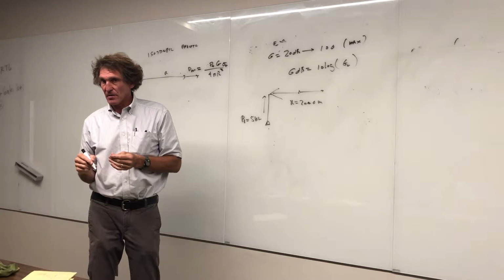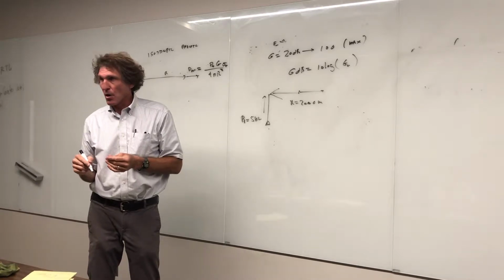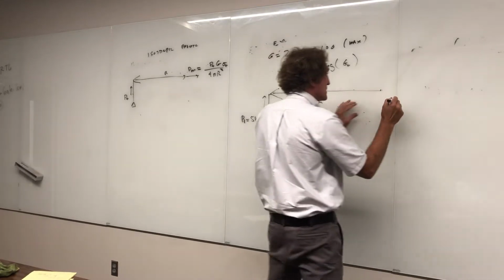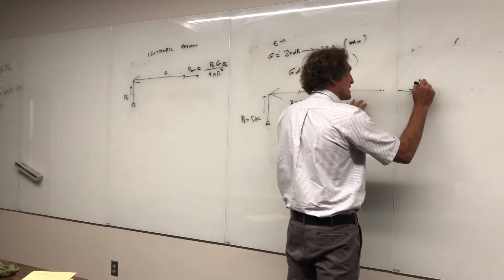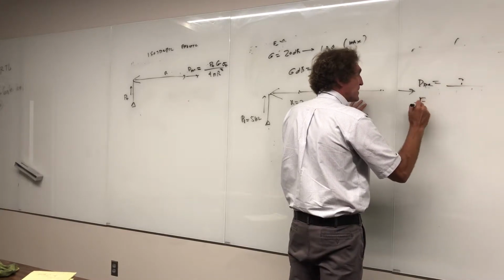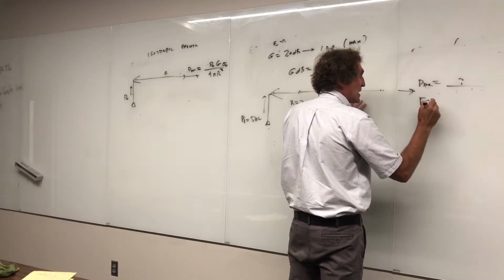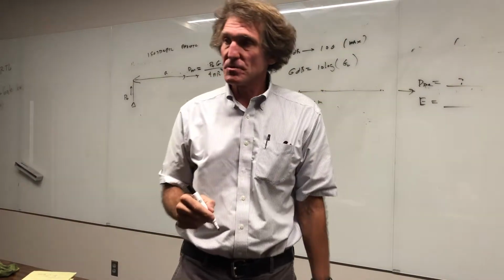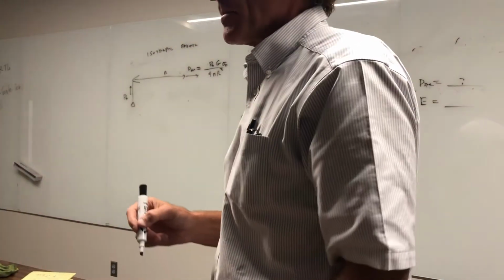Continuous power, 5 kilowatts average. Follow me? So I want to know at 2,000 meters what the actual power density is. So I want to know what the power density is. And I want to know what the electric field strength is. I'll call it E, the electric field strength there. This is a reasonable question that you should be able to do after this lecture.